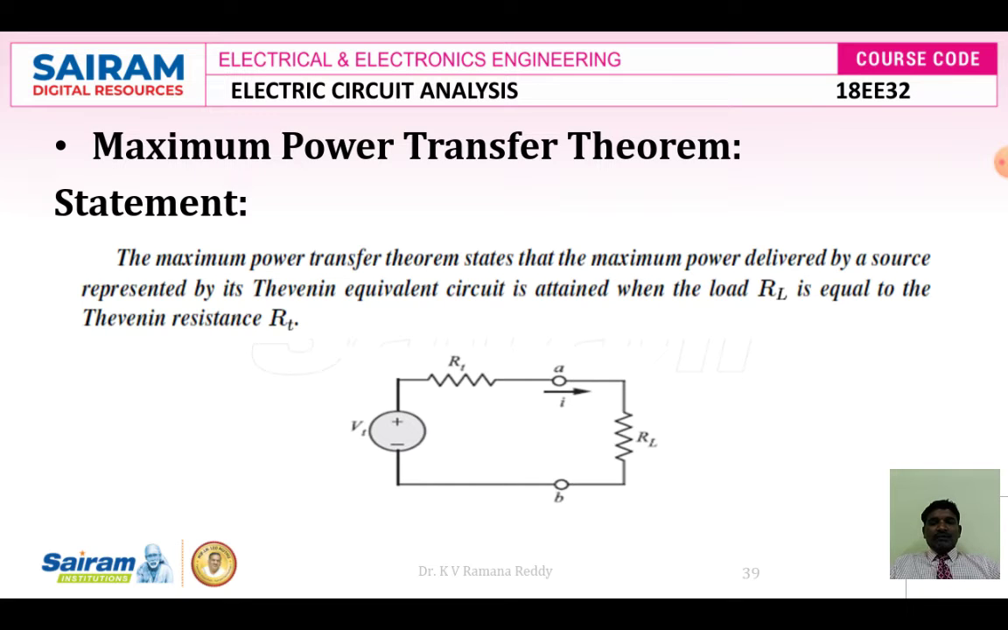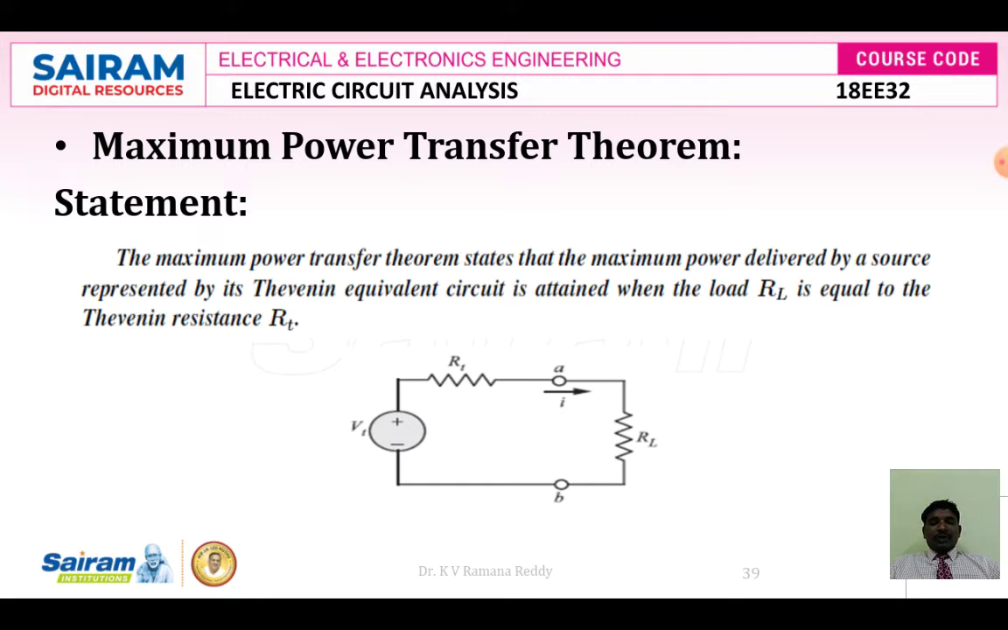Let me tell you the statement of the maximum power transfer theorem. Maximum power transfer theorem states that any two-terminal linear bilateral network which consists of two or more voltage sources or current sources can be replaced by a simple equivalent circuit, which is equal to Thevenin's equivalent circuit, where maximum power is delivered from source to the load when the load resistance is equal to the source resistance.